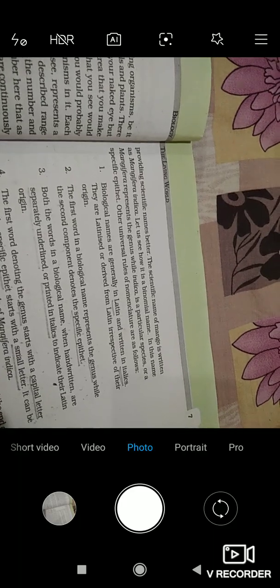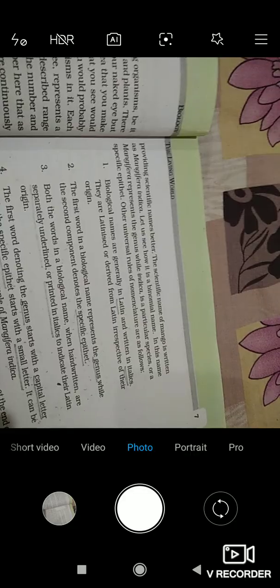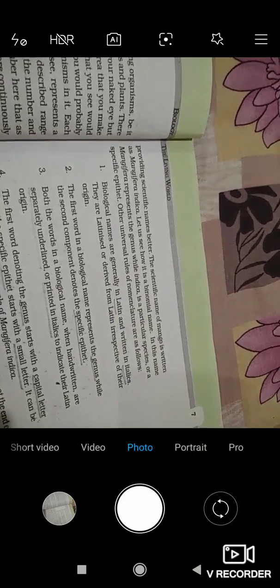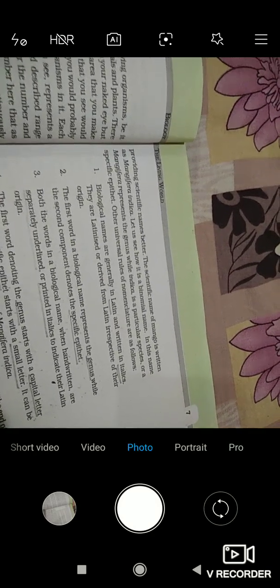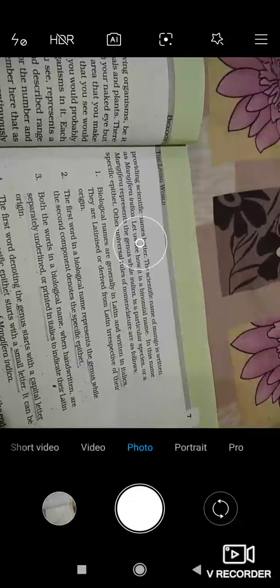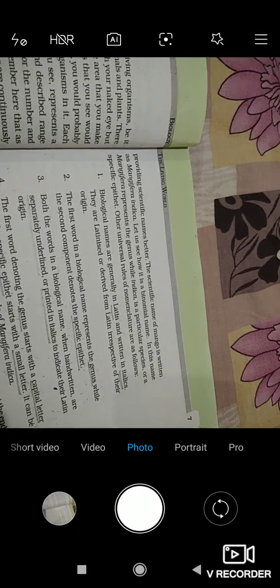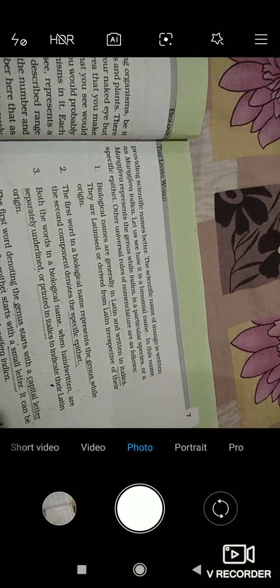Let us see how it is a binomial name. In this name, Mangifera represents the genus, while indica is a particular species or a specific epithet. I have told you earlier also that Mangifera is the generic name, meaning the genus, and indica is the species, which is also known as specific epithet.